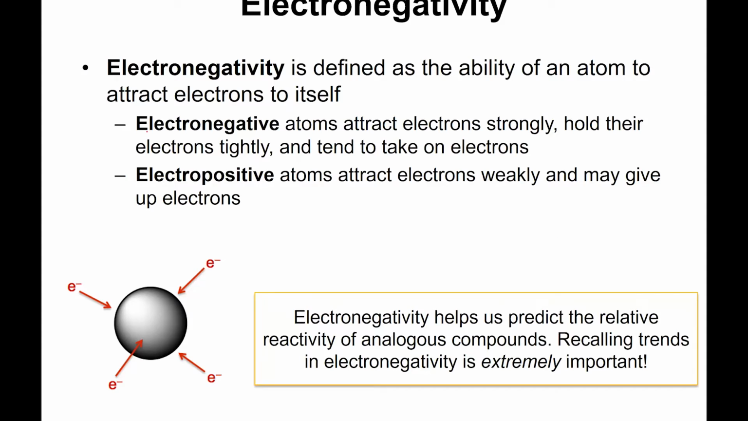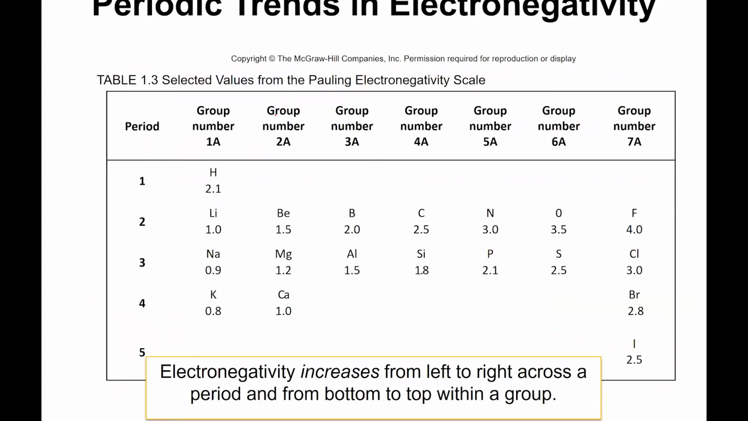Normally, we think of things in terms of electronegativity, and things that are not electronegative are electropositive. Electronegativity ultimately is used to help us predict the relative reactivity of compounds. So understanding trends of electronegativity is generally important because it's going to go back to how reactive something is, which we'll be talking a lot about in organic. Here's a table to remind you of some of the trends in electronegativity.